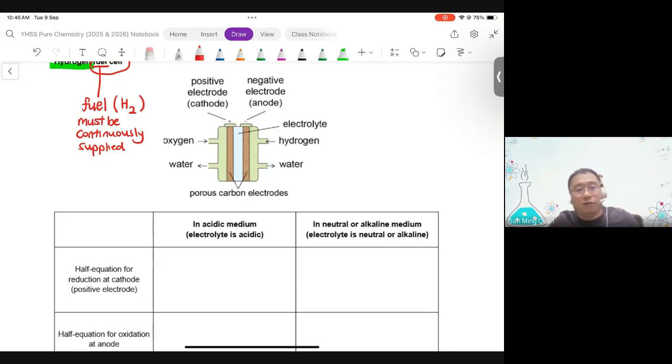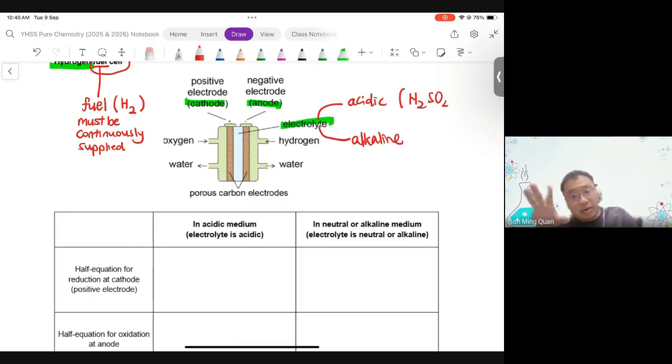Okay, so first, obviously you have two electrodes, the cathode and the anode. You have an electrolyte. Now the electrolyte can either be acidic or alkaline. Typically, we use dilute sulfuric acid if it's acidic. If alkaline, we will use dilute NaOH.